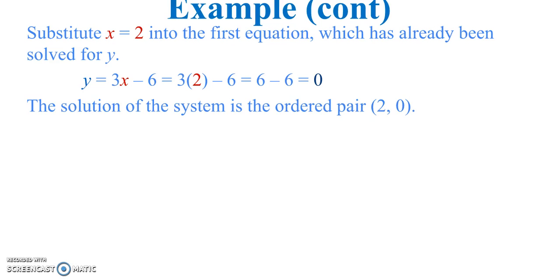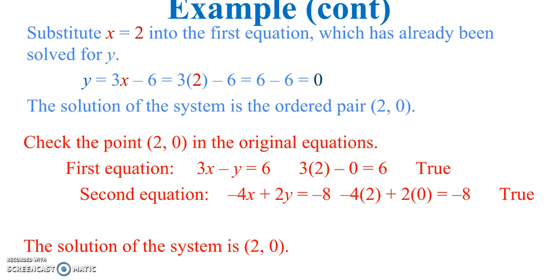My ordered pair will then be x is 2, y is 0. I can double check. Oh, look, they're both true. So I know the solution for this system is (2, 0).